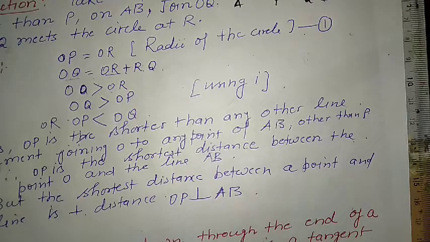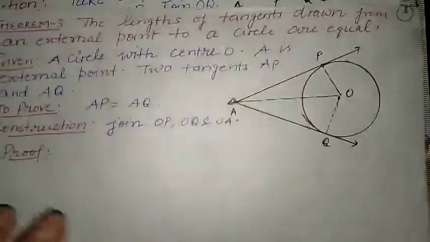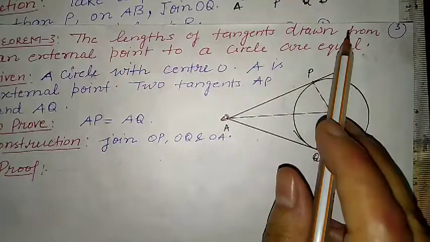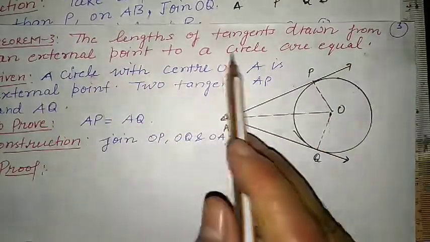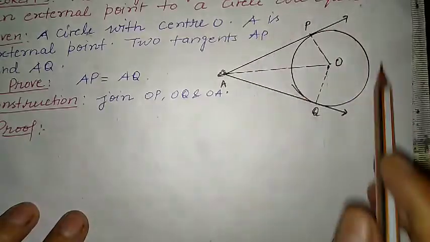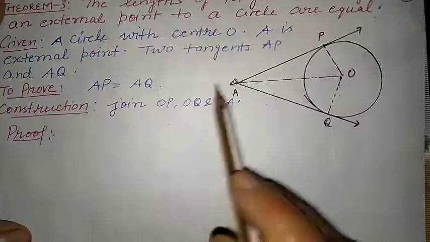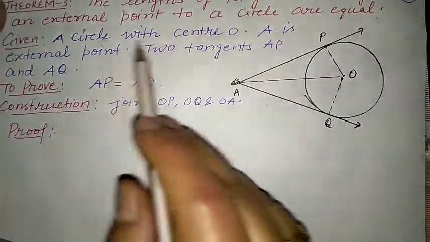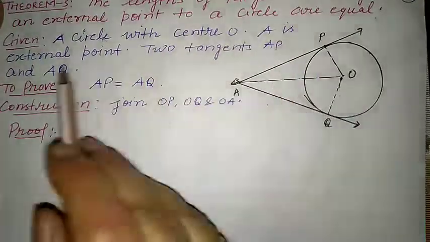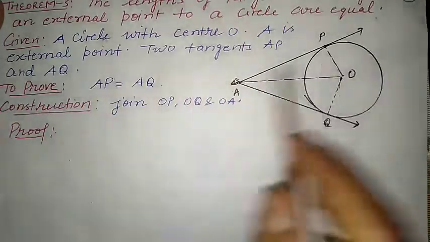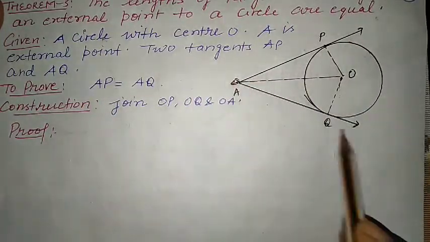Now we have here the third theorem. The lengths of tangents drawn from an external point to a circle are equal. So what is given to us? This is the figure, a circle. This is a point outside the circle, and AP and AQ are the two tangents from outside the circle. A circle with center O, A is an external point, two tangents AP and AQ. We have to prove AP is equal to AQ.